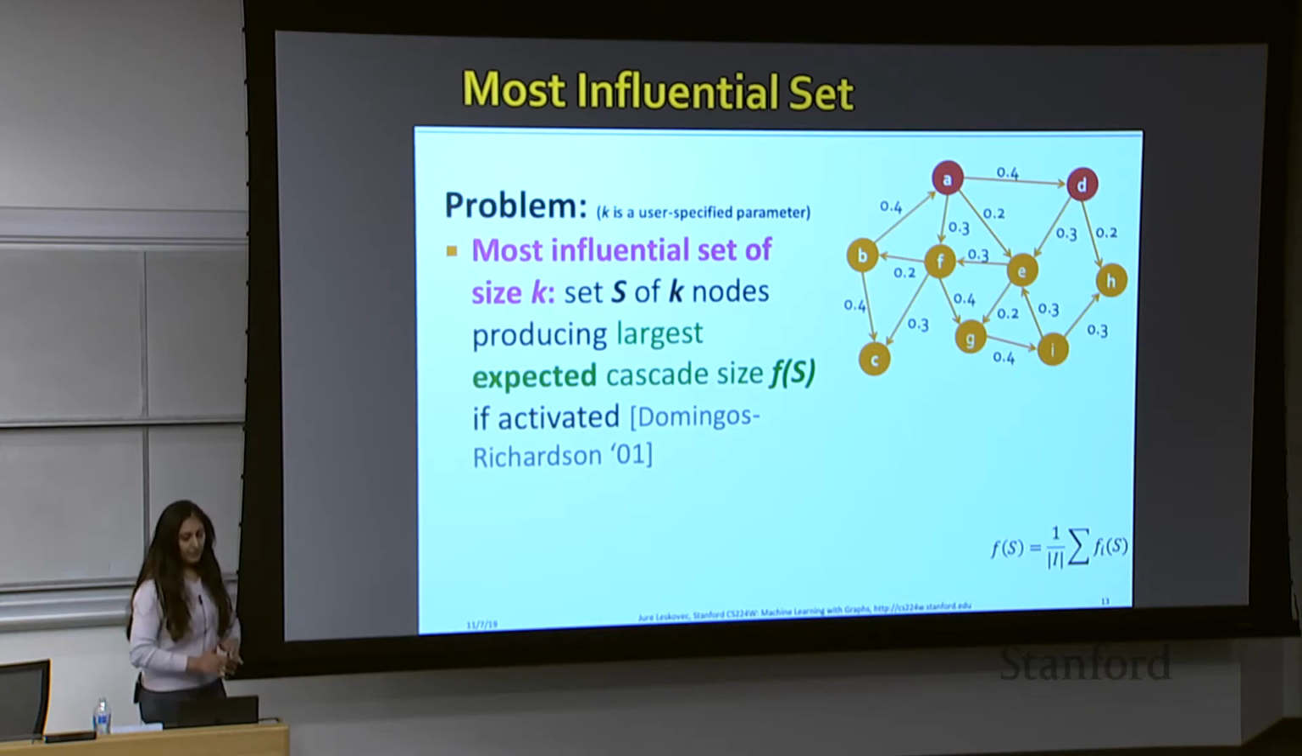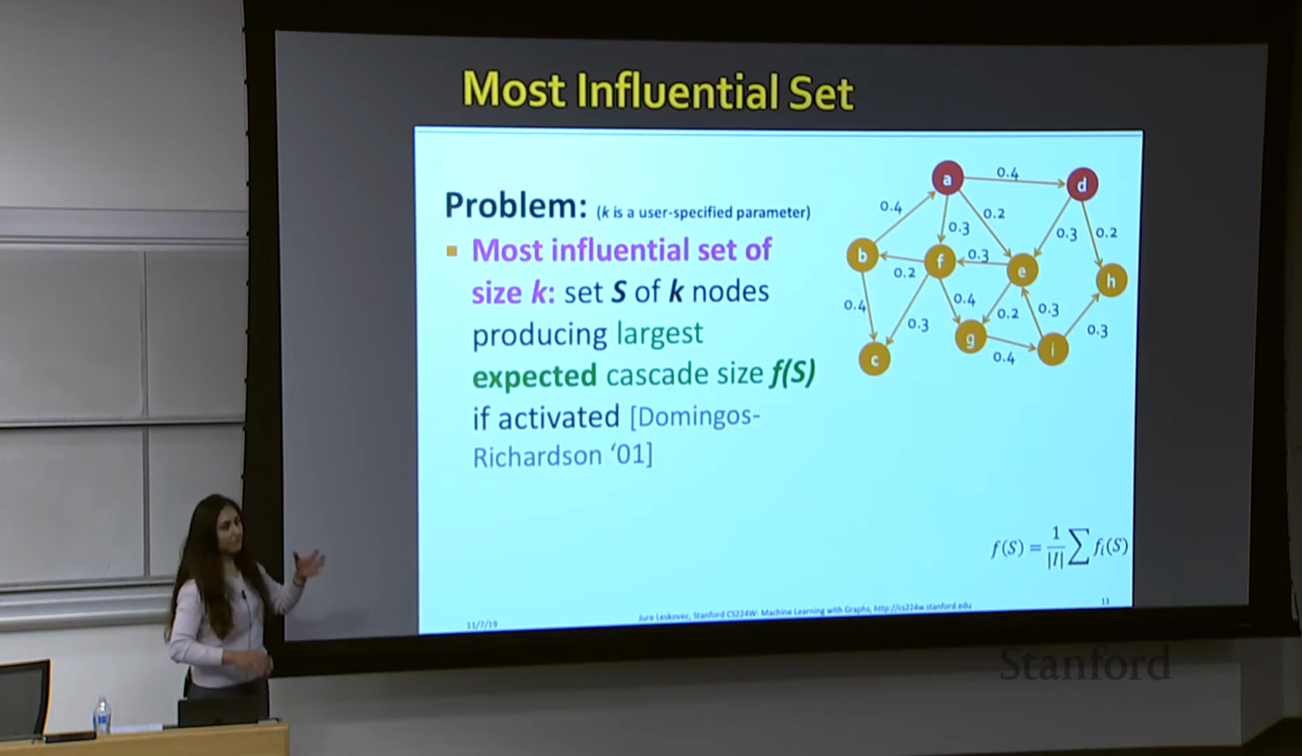Okay, so this is the problem definition, the most influential set. We have a fixed size K. This is our budget, the number of people we can convince or pay. And we want to find the best subset of size K people in the network.